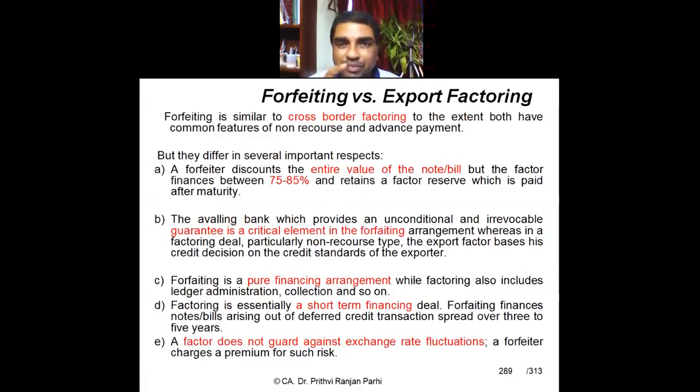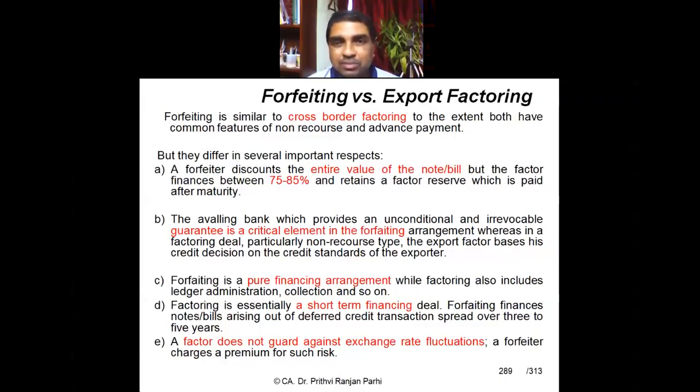So that is the concept of forfeiting. Now here is one slide which talks about the difference between forfeiting and export factoring. Forfeiting, as I told you, mostly happens in international transactions, and in export and import trade forfeiting is very popular. But it has a lot of similarity with cross-border factoring. There are a few differences. One difference is that the forfeiter discounts the entire value of the note or bill, but the factor finances maybe around 75 to 80%, 75 to 85%.